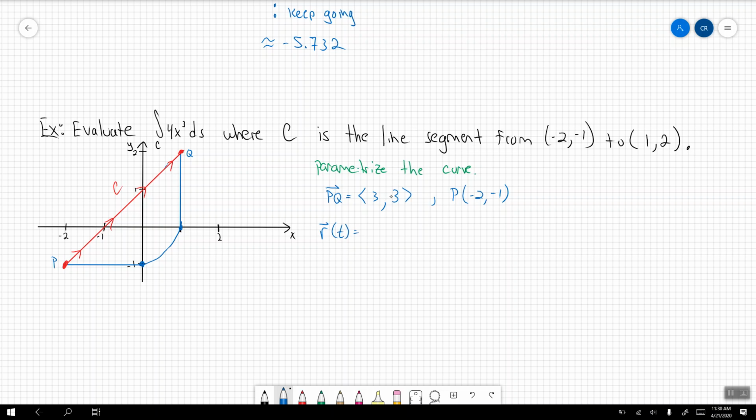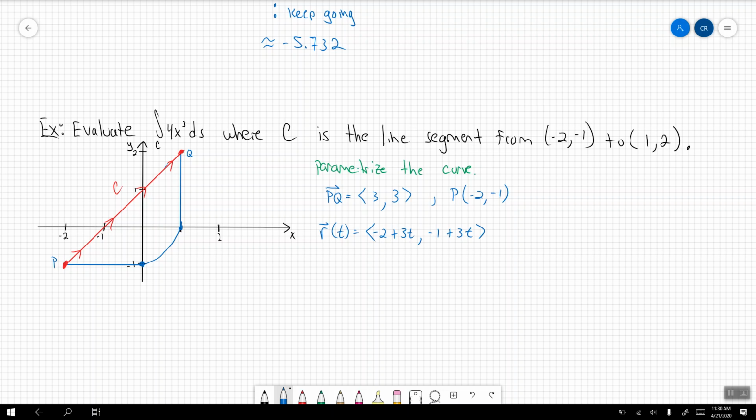We have the point, we have the directional vector. All right, here we go. So the point starts at -2, so this is going to be -2 plus 3t. And then it's going to be -1 plus 3t. Again, the direction, and the point that it starts at.